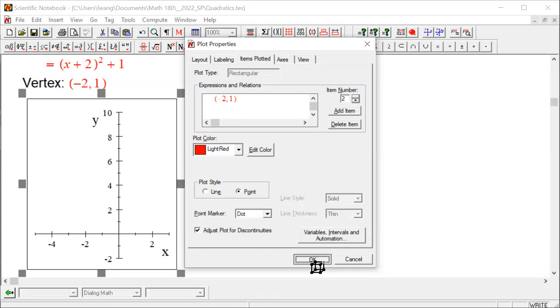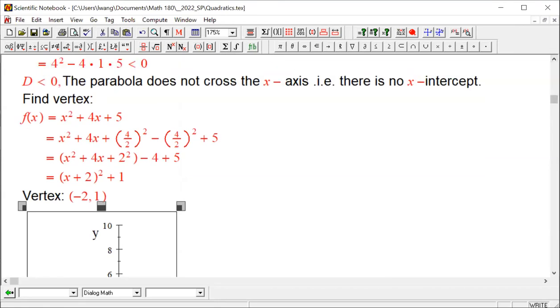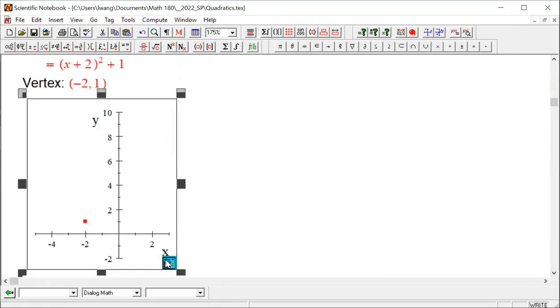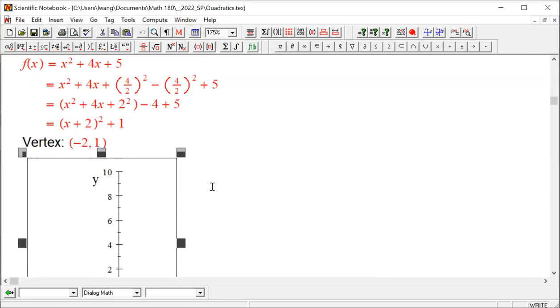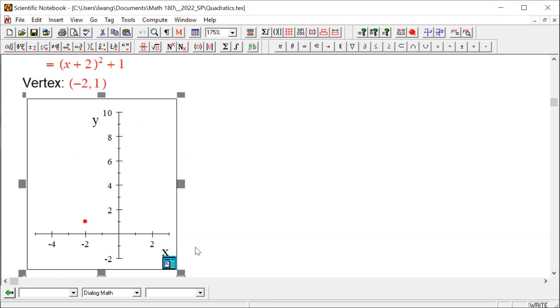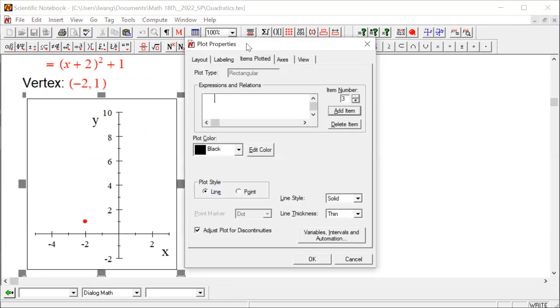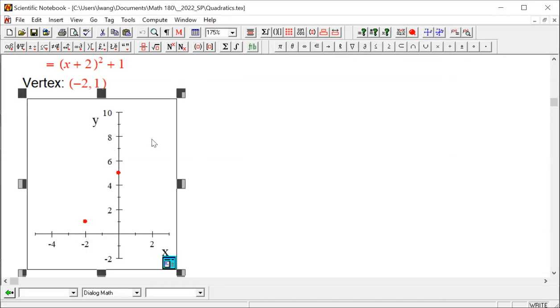I don't have any x-intercept, right? But I know the parabola opens up. Then we can find the y-intercept. What is the y-intercept? Just plug in: the y-intercept is (0, 5). So (0, 5), the red dot, right? That's about it. And we know the curve is above the x-axis.